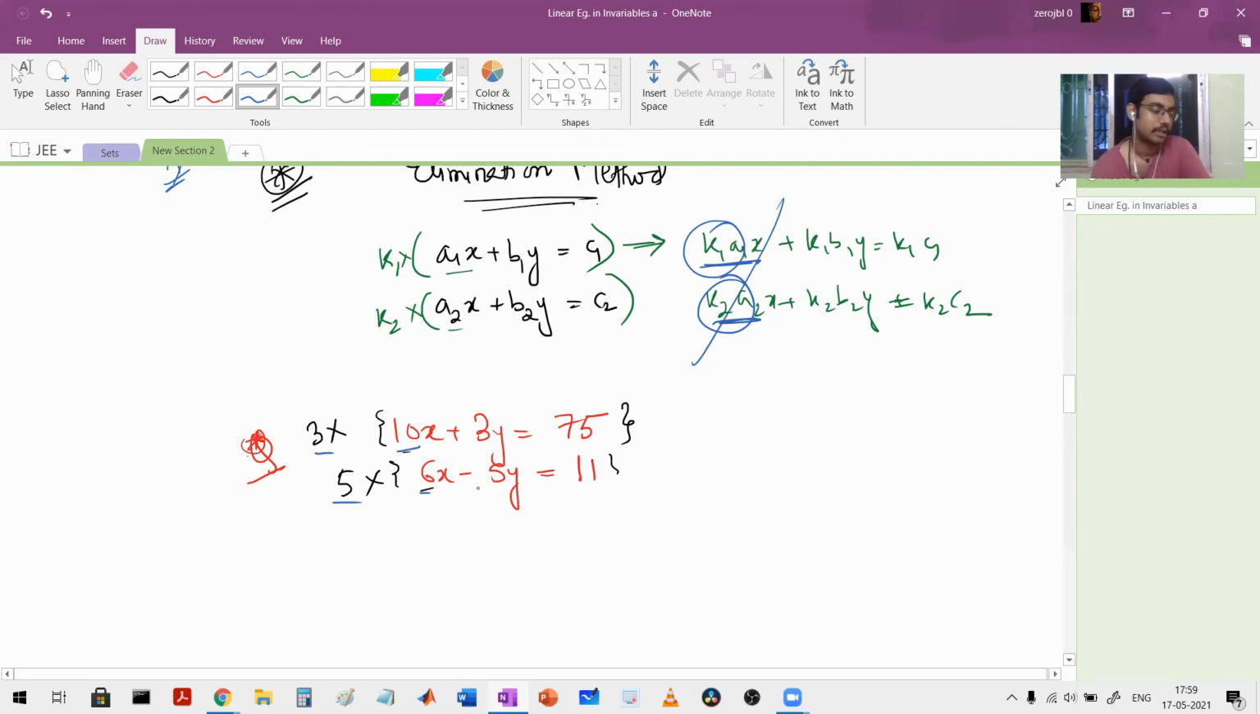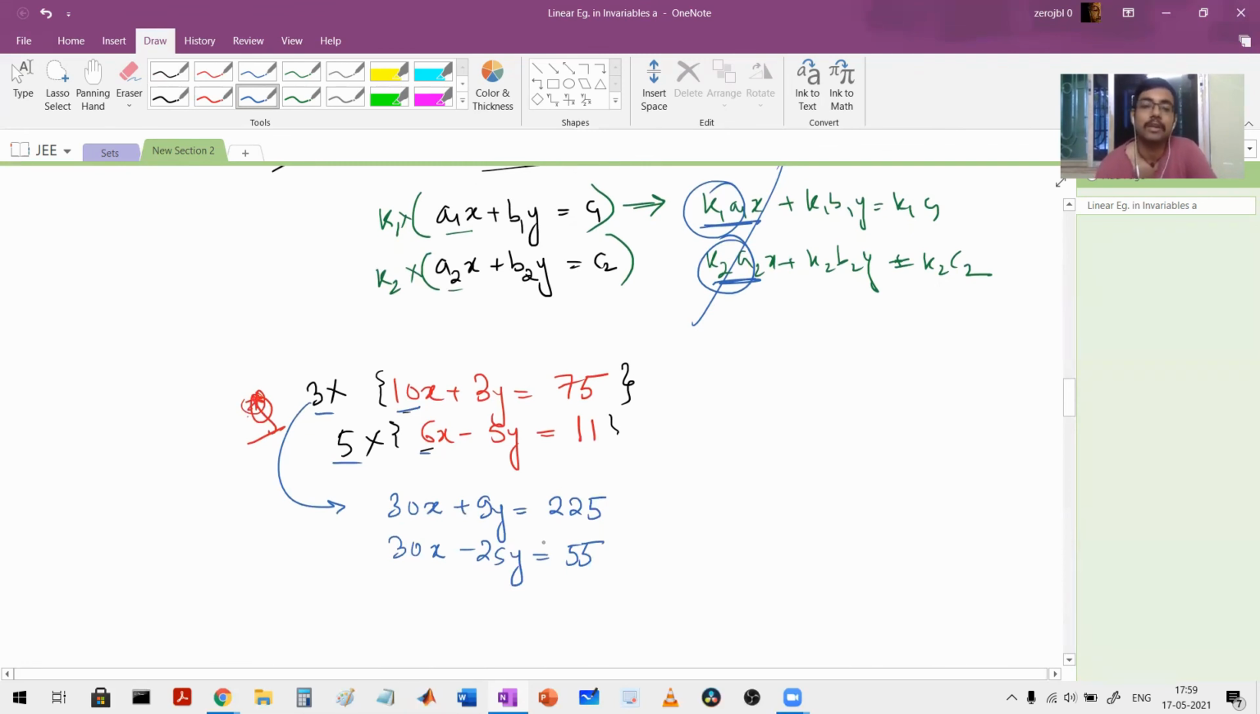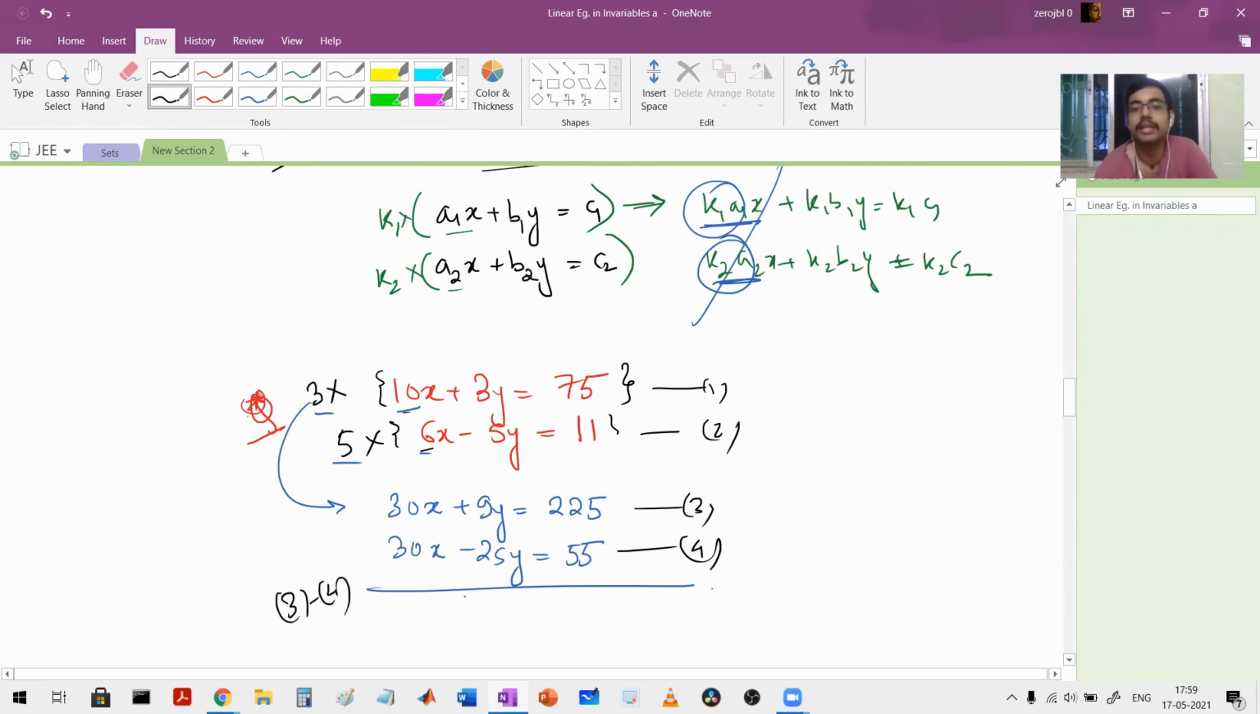Okay. So this becomes 30x plus 9y is equal to 75 times 3, which is, I guess, 225. 5 times this is 30x minus 25y is equal to 55. Now I have these two equations. What shall I do? I shall simply subtract both the equations. Suppose I name these equations as 1, 2 and 3, 4. So what I will do? I will subtract 4 from 3.